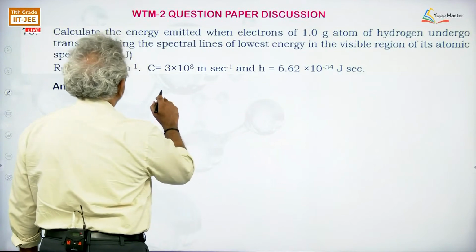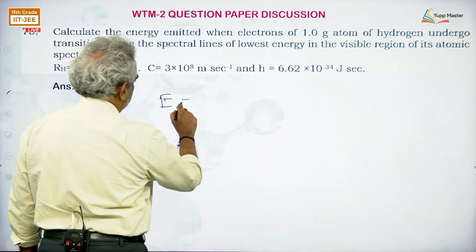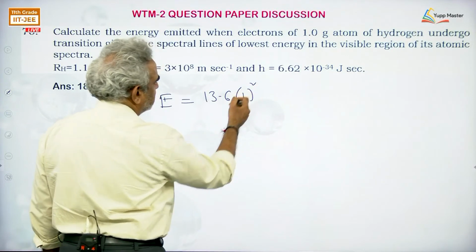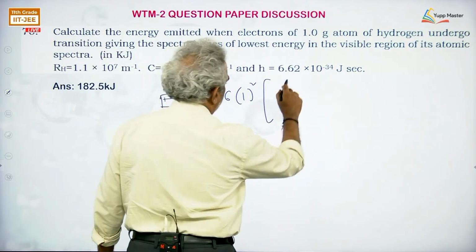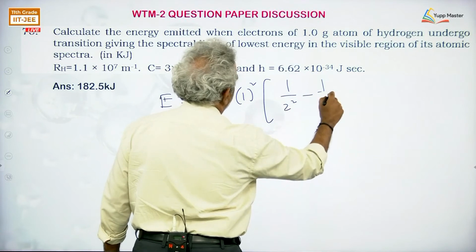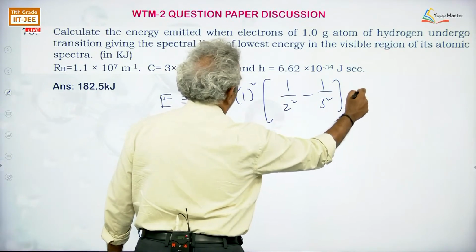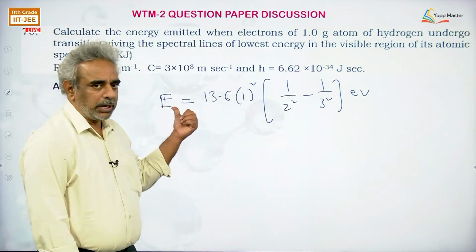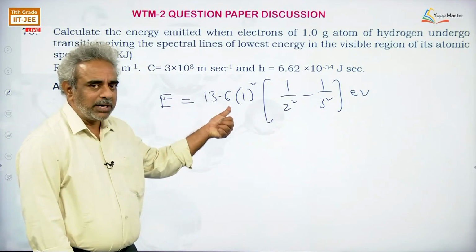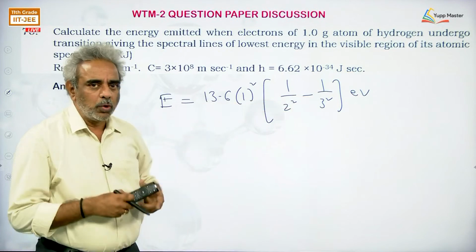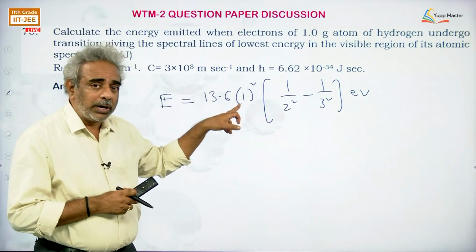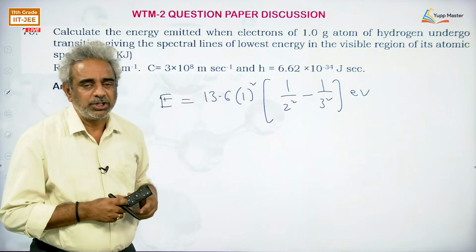So, we want energy this time. Energy is equal to 13.6 into 1 square, because this is hydrogen, into 1 by 2 square minus 1 by 3 square electron volts. My dear students, did you observe? If I am concerned about energy, I am taking 13.6, I am keeping electron volt there. And am I concerned with the wavelength? I will go for Rydberg equation. Here I will put RH.